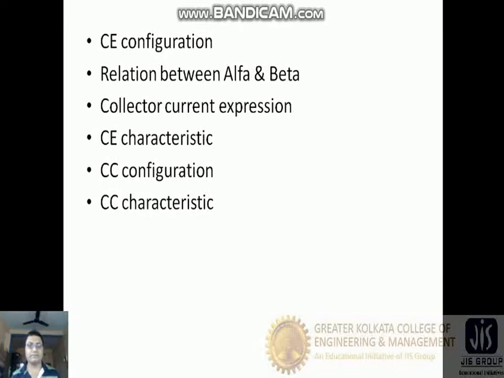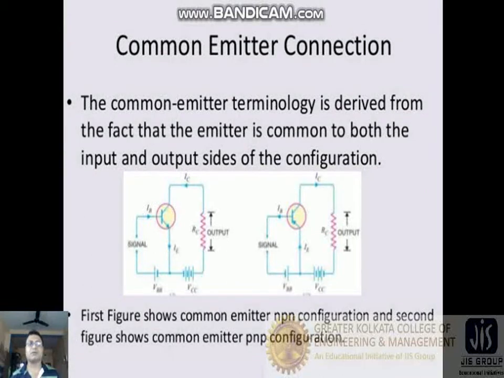So let us begin. First comes the common emitter configuration. The terminology is derived from the fact that the emitter is common to both the input and the output side of the configuration. In this figure you can see two types of transistor used. One is the NPN transistor, another is the PNP transistor. In both cases the signal is applied to the base. So base is the input terminal of the transistor.